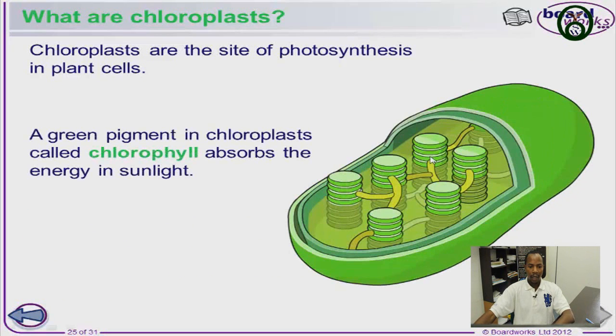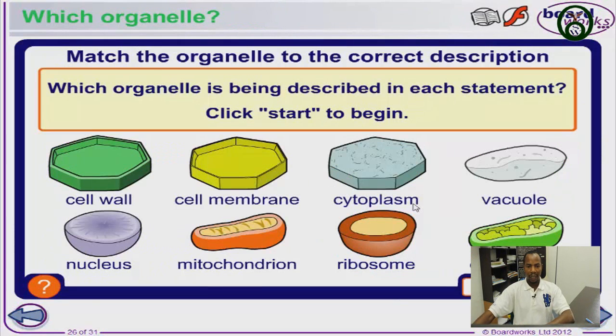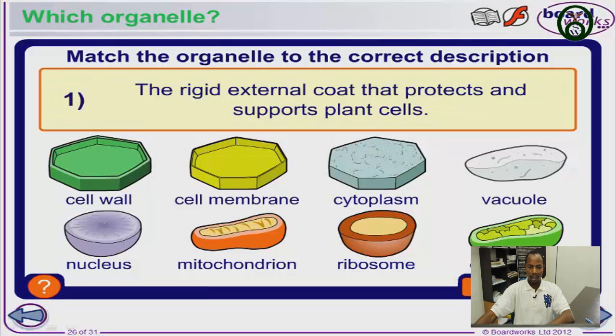This is how they look, and they contain the green pigment called chlorophyll, and it helps to absorb the sunlight energy for photosynthesis to take place. This energy is used to convert the carbon dioxide and the water into glucose and oxygen. Okay, so that's photosynthesis. Now let's take a look at this activity and see the functions of each of these that we've mentioned, both plants and animals.